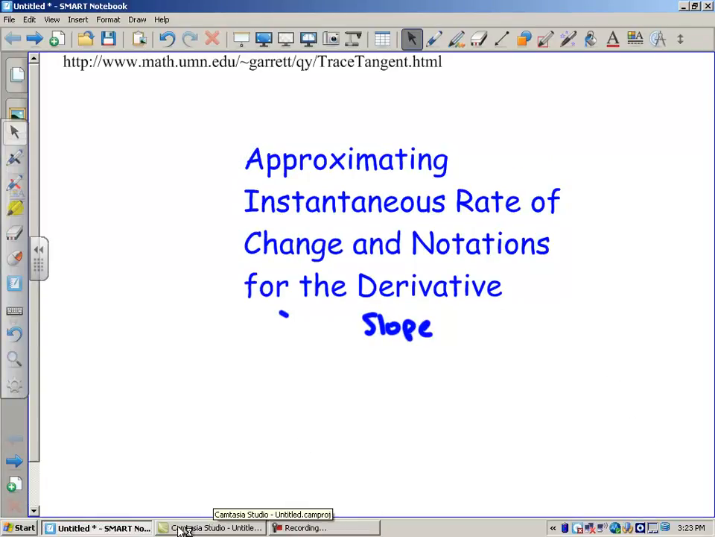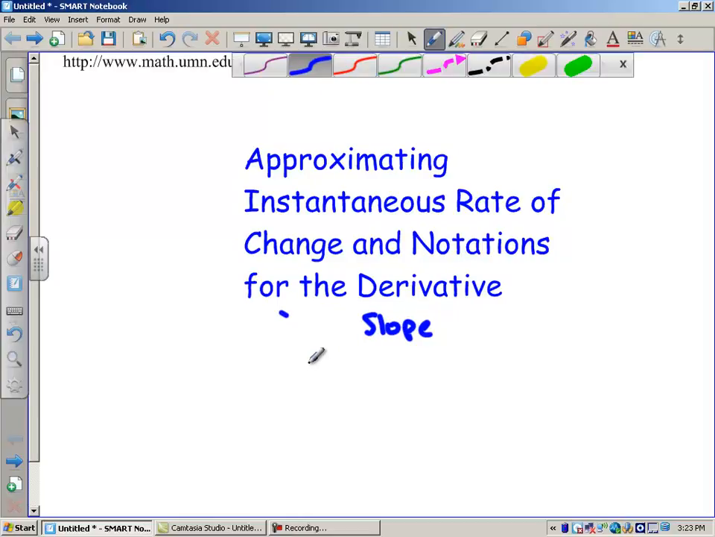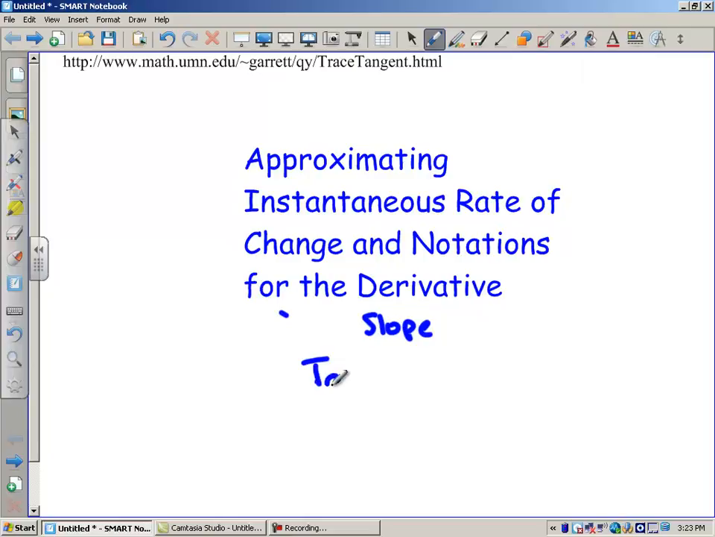Anyway, we want to find the slope at a point, and to estimate this, we're going to have to make sure we have a good idea of what a tangent line looks like. That's why I've got this web address up here. We're going to take a look at a little animation to see what a tangent line looks like, because the slope of a tangent line is going to tell us the slope at that point. We're also going to come back and do some notations for what the derivative is, but let's take a look at what this is.